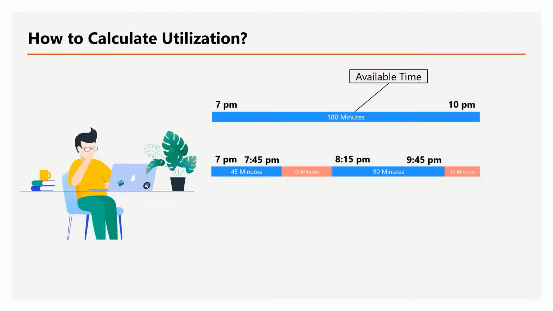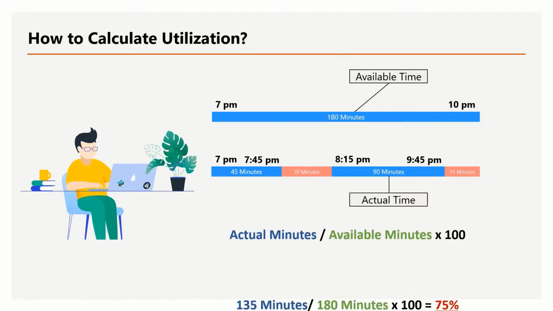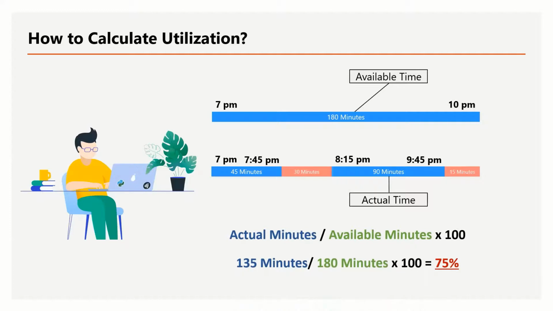Then there was a pause of core activities for 30 minutes, and then the core activities resumed at 8:15 p.m. and continued till 9:45 p.m., which is 90 minutes. And then the last 15 minutes were consumed in conducting non-core activities. So this will become the actual time. So if we look at the formula and the stats, we come up with 75% utilization of the time when it comes to the software developer.